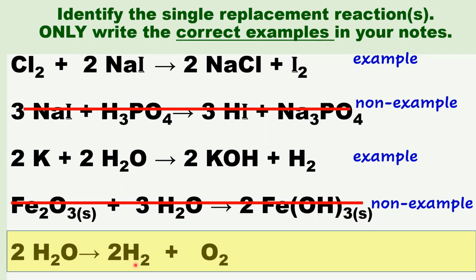The last reaction has singles, H2 and O2. However, they both appear on the product side. To be single replacement, we need one of the singles to be on the reactant side. This one is a decomposition reaction because there's only one reactant that breaks down into pieces.